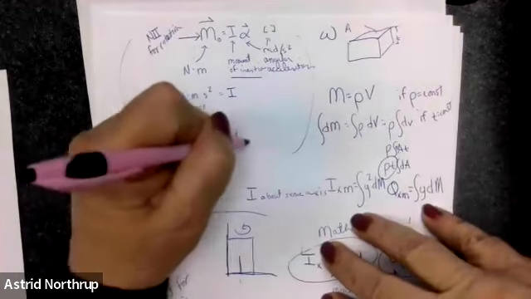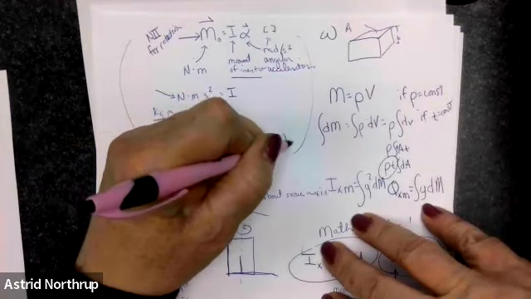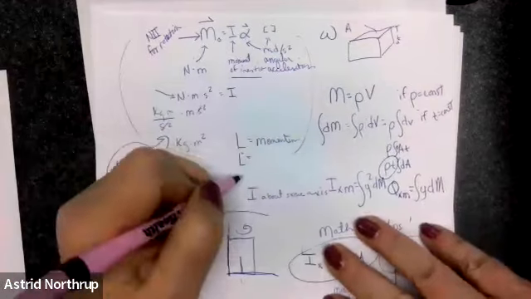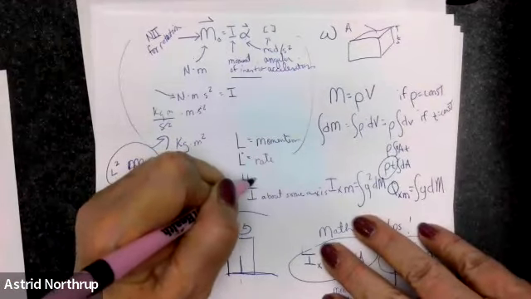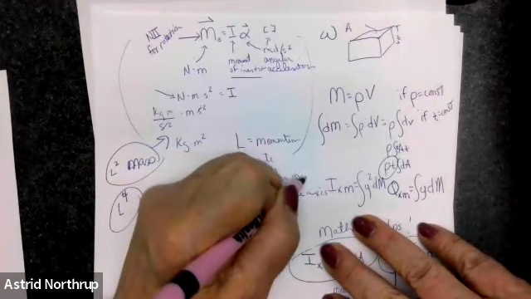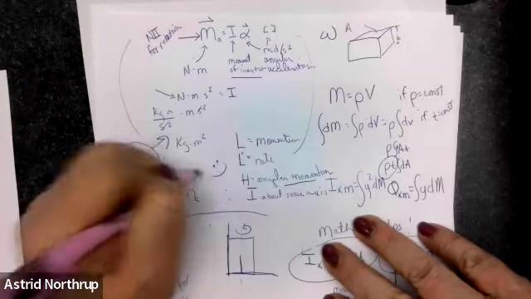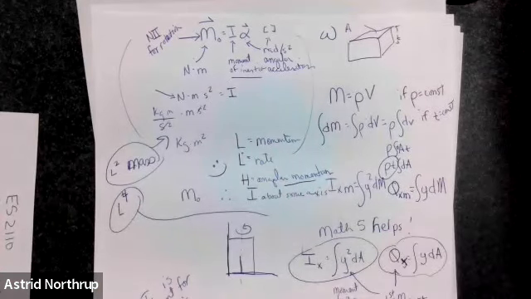L is usually linear momentum. And L dot would be the rate of change of linear momentum. And then H is angular momentum. Those are fairly standardized, and you get to work with that next semester in dynamics. Won't that be fun? Dynamics is fun.